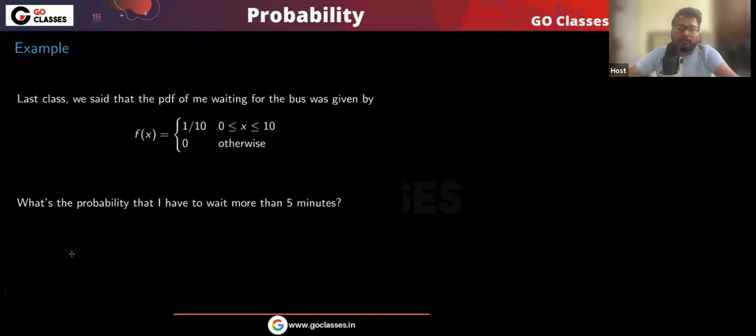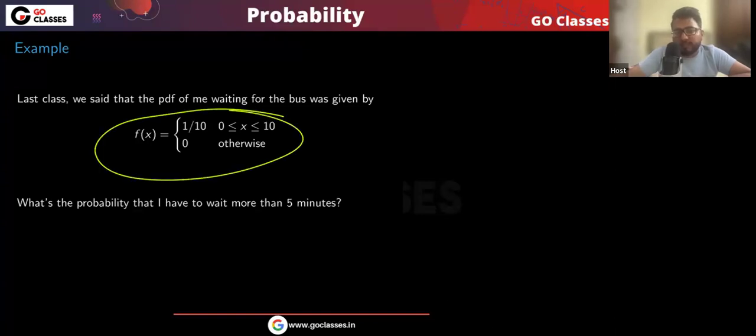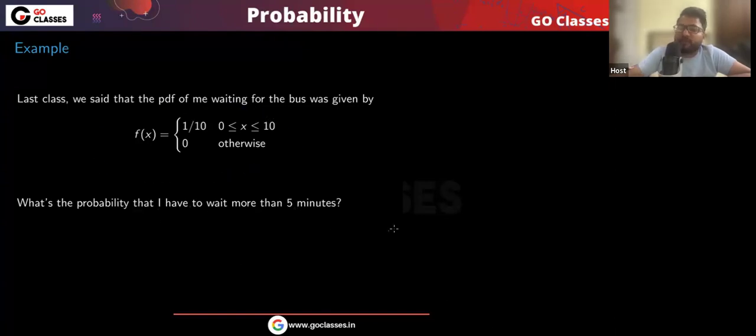Let's just solve this question. Let's see what they're trying to say. In the last class, we said the PDF of this. So let's suppose this is the PDF. Then they're asking what is the probability that I have to wait more than 5 minutes, which means what is the probability that x is greater than or equal to 5.